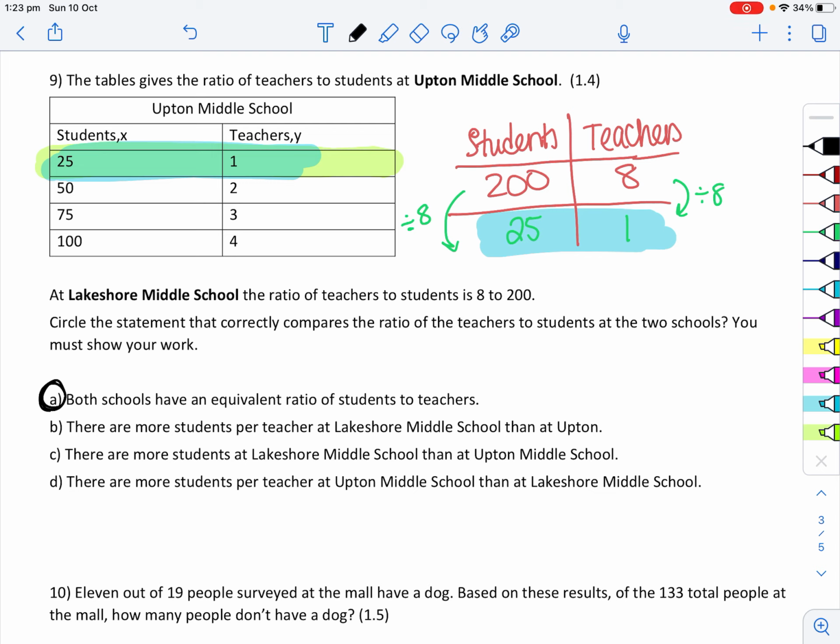And this is very similar to that last question where I got the drops of yellow or blue to be the same and then compared the yellow. Here I got the teachers to be the same and I compared the students because it says the ratio of students to teachers. So I got the teachers to be the same and compared the students.